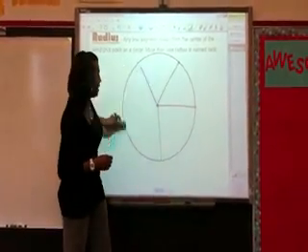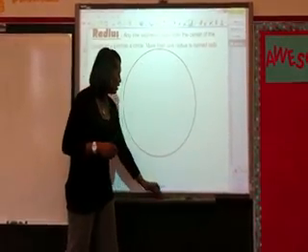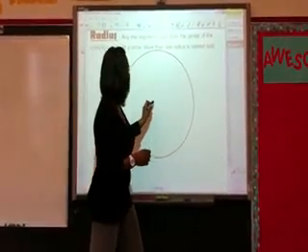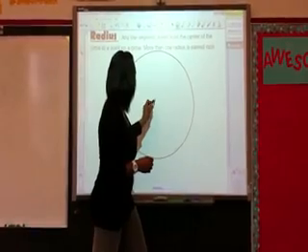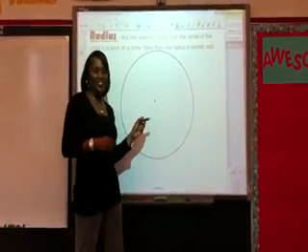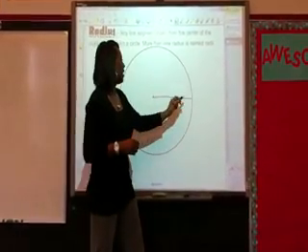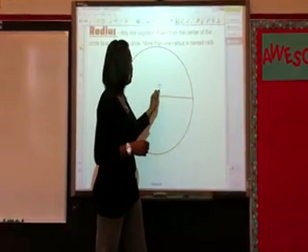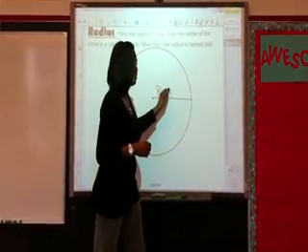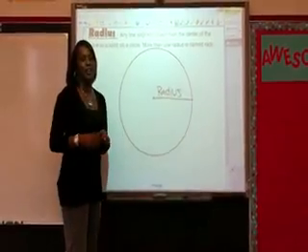So for the actual example, students took notes and they just drew one solid example of what a radius might look like. So if you check their notes, you will see that it looks like this. And they labeled it radius. Okay?